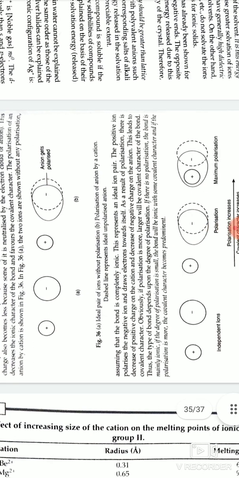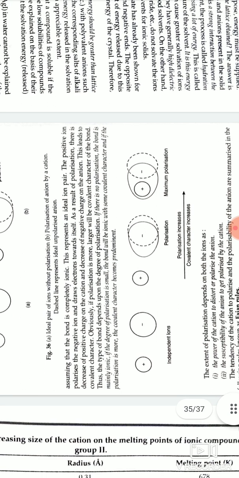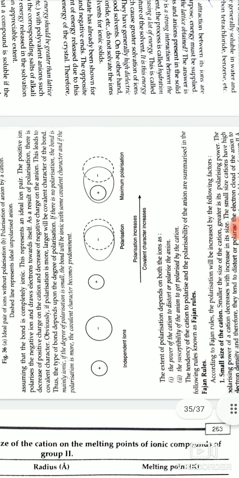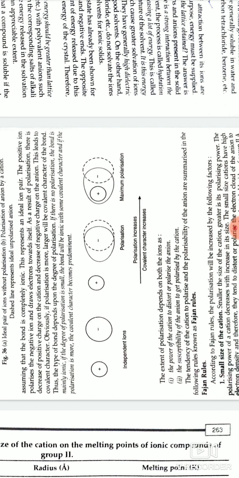The two ions are shown without any polarization, assuming that the bond is completely ionic. This represents an ideal ion pair. The positive ion polarizes the negative ion and draws electrons towards itself. As a result of polarization, there is decrease of positive charge on the cation and decrease of negative charge on the anion. This leads to the covalent character. Obviously, if polarization is more, larger will be the covalent character of the bond. Thus, the type of bond depends upon the degree of polarization.